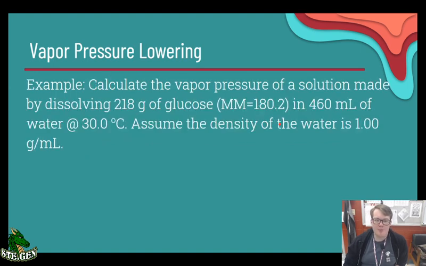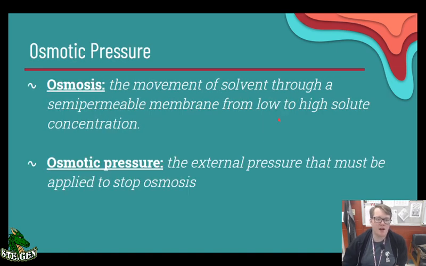We'll do an example problem of this, but I want to get to the last type while we're in here because there's no math with it, and that is osmotic pressure. It's our last type of colligative property. Osmosis, you may have learned, is the movement of a solvent through a semi-permeable membrane. It's moving from low to high solute concentrations. A good example is in cells.